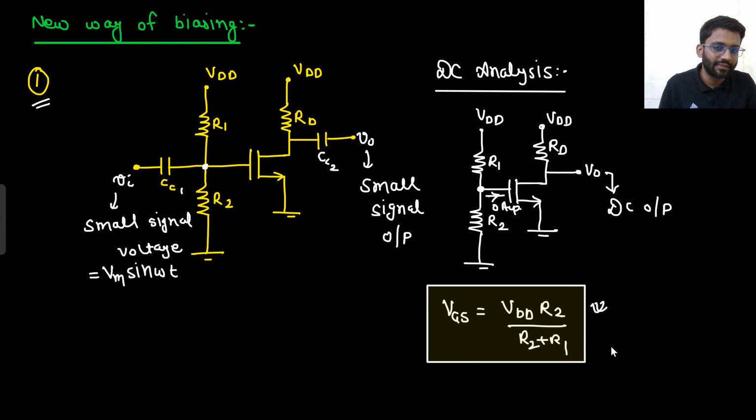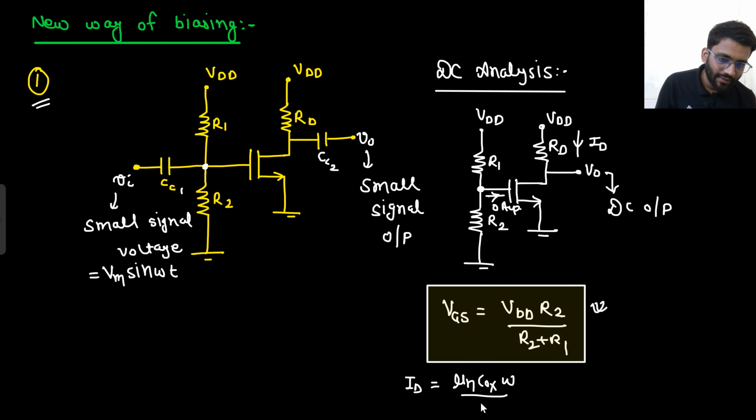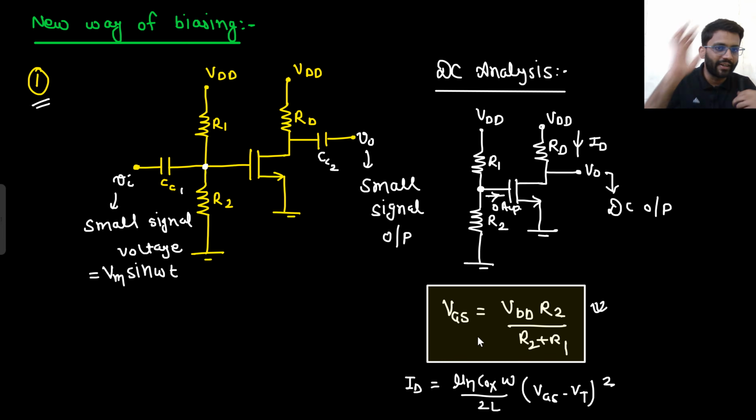This is your VGS. What will be your ID? Your ID would be mu n Cox W by 2L into VGS minus VT, whole square. VGS value you will have, VT value you will have, mu n Cox W by 2L value you will have. So you can calculate ID from that.